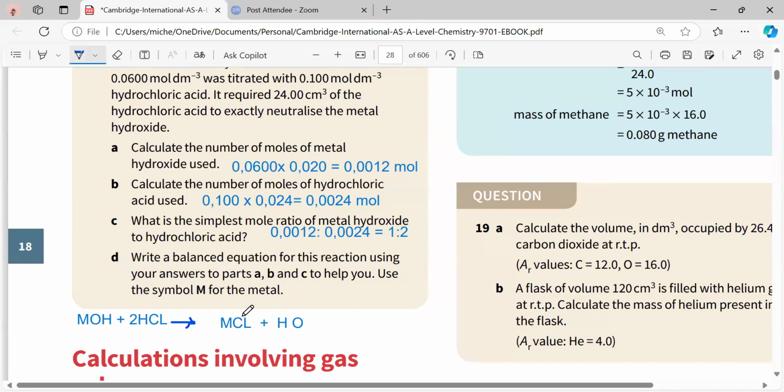So here we have 2. Okay, you know what? I think there's actually something that I would like to add for the metal hydroxide. So this is a parenthesis around the hydroxide here, OH. And then we're going to add a little 2 beside it.